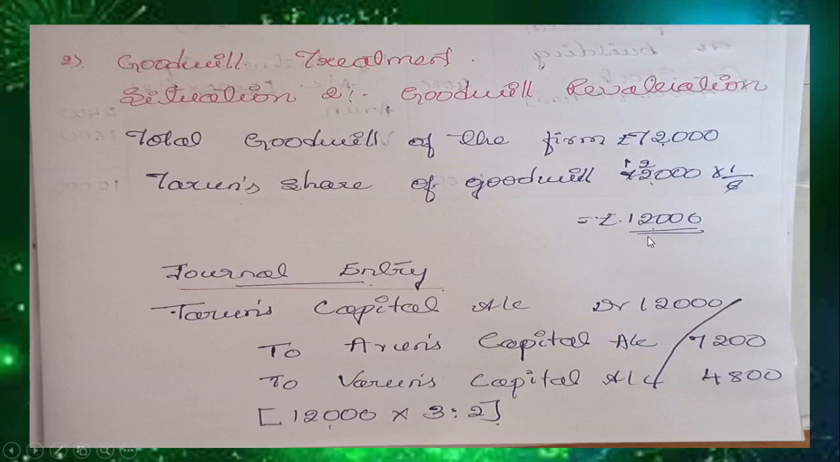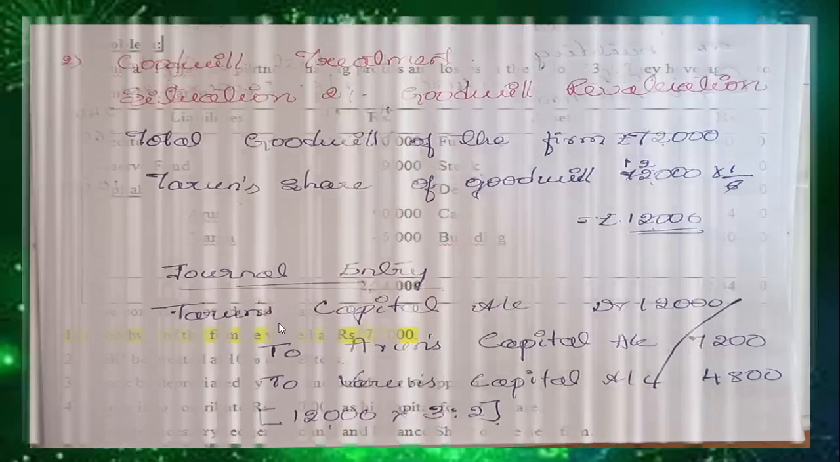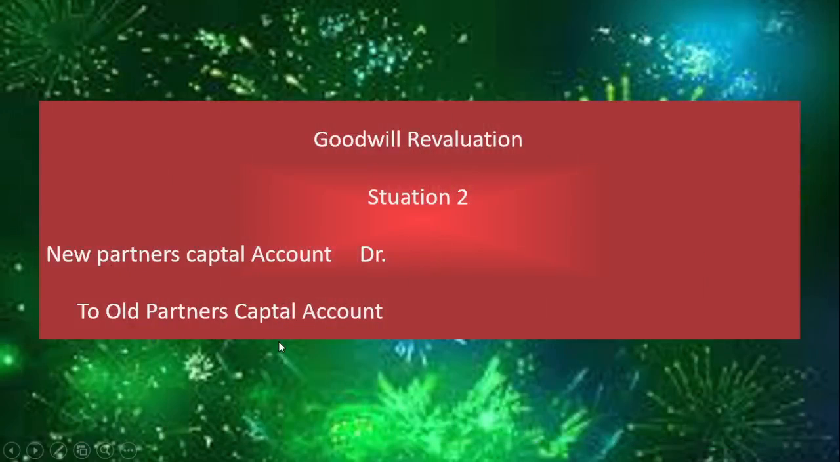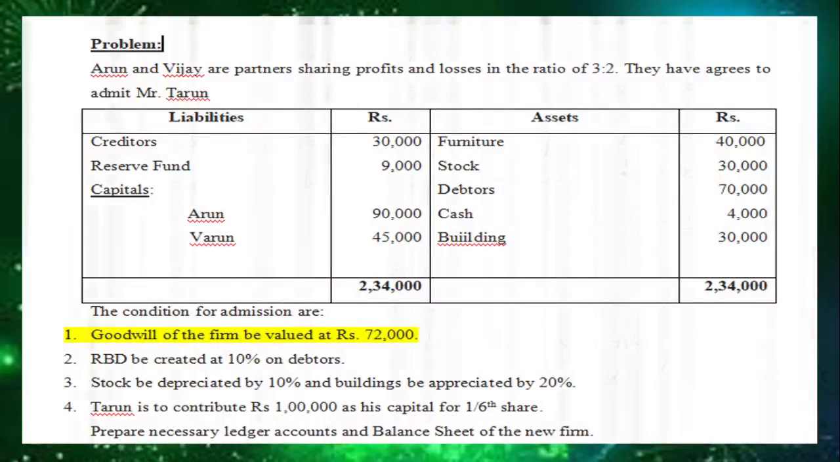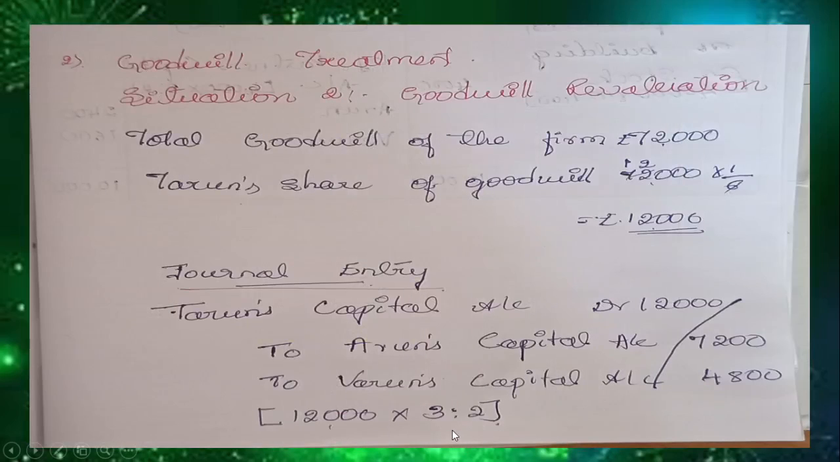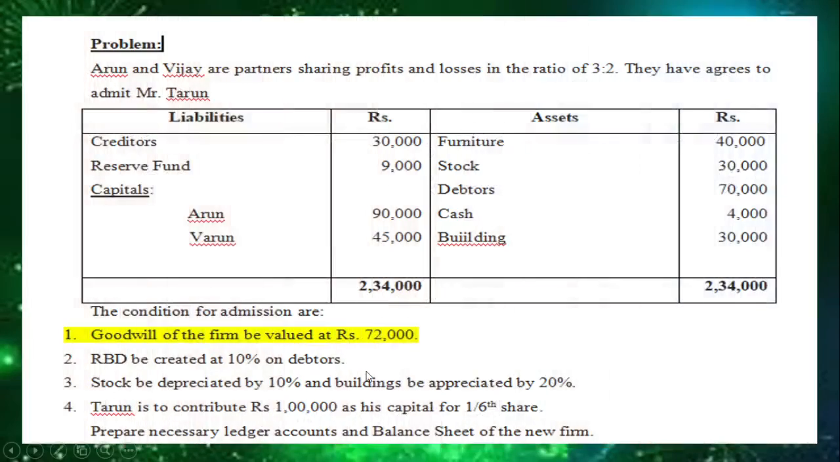So Tarun will get 12,000 worth of goodwill. So we are going to make adjustment only for this 12,000, only for Tarun's share of goodwill. So our journal entry, we know that Tarun's capital account debits to Arun's capital account and Varun's capital account. New partner capital account debits to old partner's capital account. So this 12,000 is distributed in the sacrificing ratio of 3 is to 2. So 3 by 5, 7,200 and 2 by 5, 4,800.